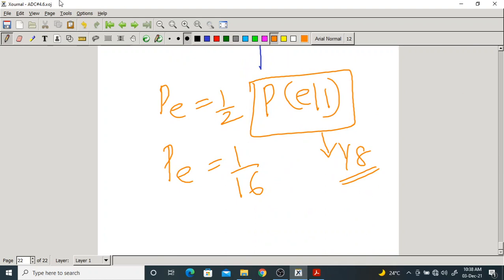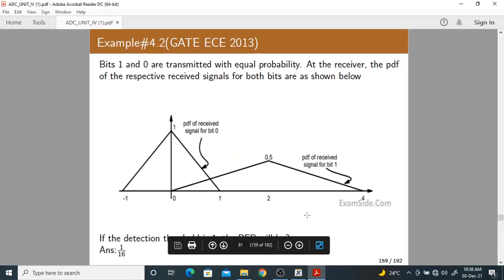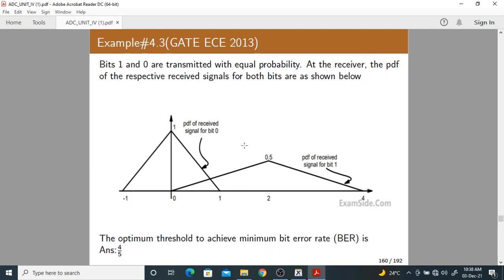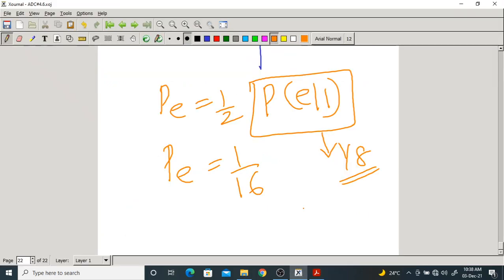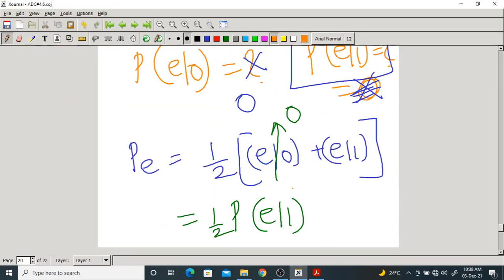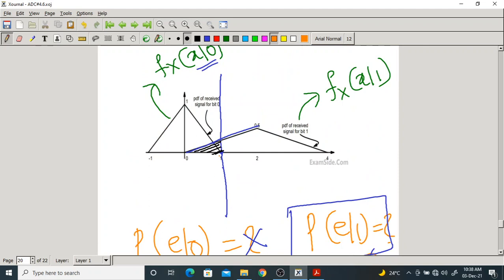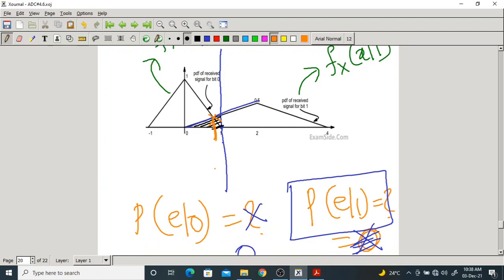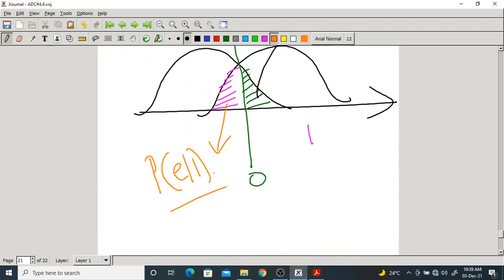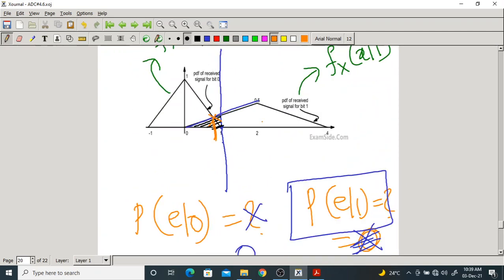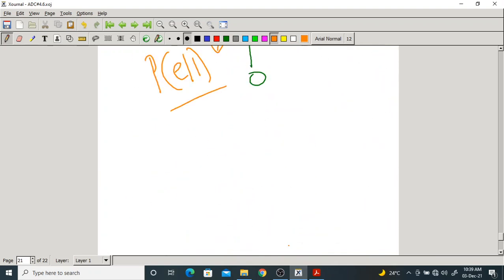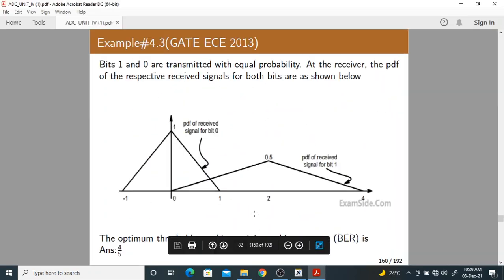Now, next question. In the same question, they are asking what is the optimum threshold to achieve the minimum bit error rate. The optimum threshold is the point of intersection of two PDFs. So you just find out the point of intersection of these two PDFs. That's it. This point. You find it using some line equations. Obviously, that is less than 1. The answer we get is 4 by 5.